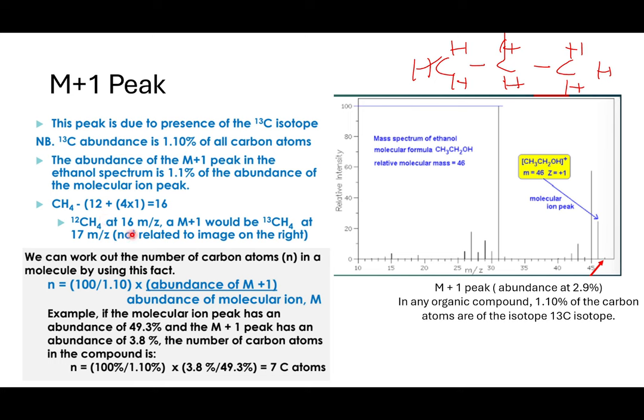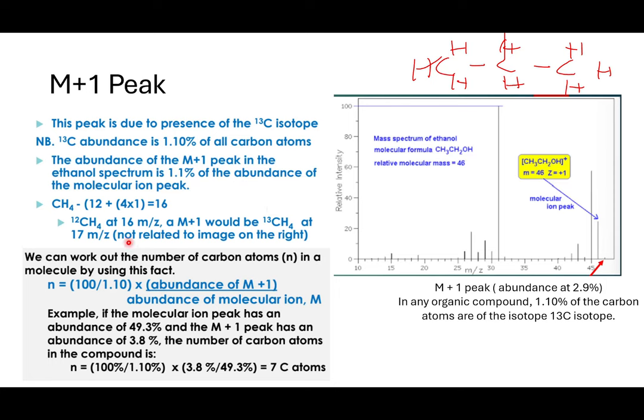So what we're saying is that if we're looking at methane, methane would have a mass of 16, a mass-to-charge ratio also of 16. So if we have an M+1 peak, it would be carbon-13 methane at 17. Remember, the M+1 peak is basically M plus 1, so we're adding to the mass, and the only way we can add something to the mass is if there is a heavier isotope.